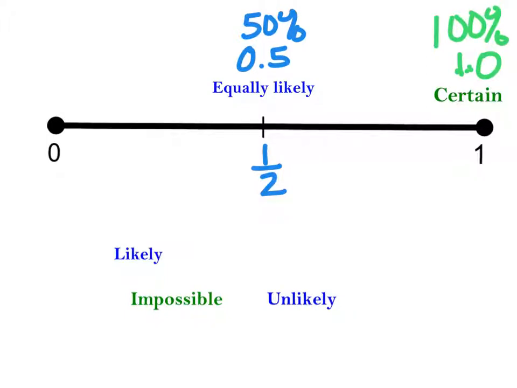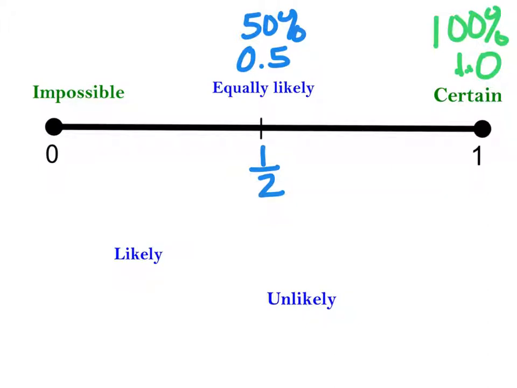All right, another word that you need to know is impossible. Impossible means there's 0 shot of it happening. So that would be way over here, 0. So the number for that on a number line is 0. The decimal is still 0, and the percent is 0%.